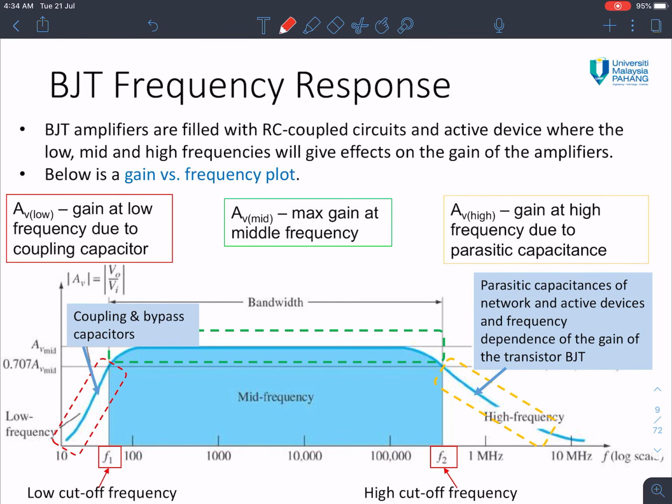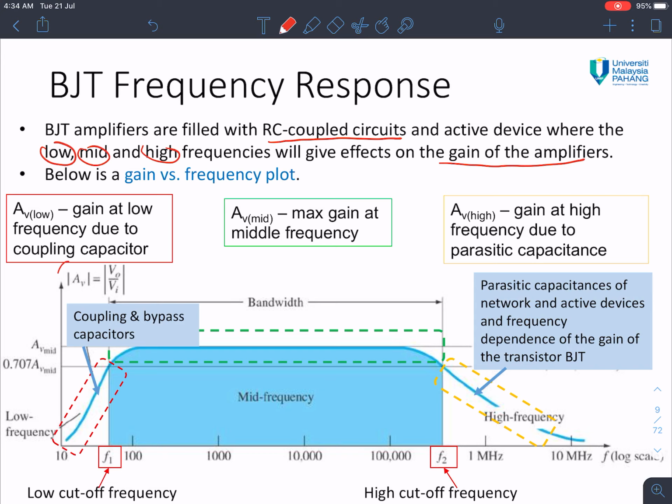Okay, next, the BJT amplifiers are built with an RC coupled circuit and an active device, where the low, mid and high frequencies will have an effect on the gain of the amplifiers. Remember that the low, mid and high frequencies will affect the gain of the amplifiers. So below is the illustration of a gain versus frequency plot.